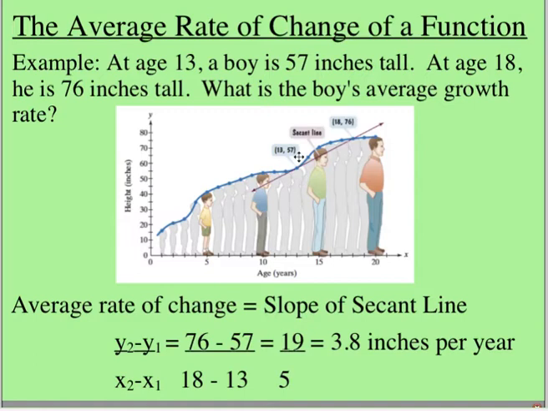So you can find the average rate of change between 2 points on a curved function. You just draw a secant line between those 2 points and then make your slope triangles. Find the rise over the run.